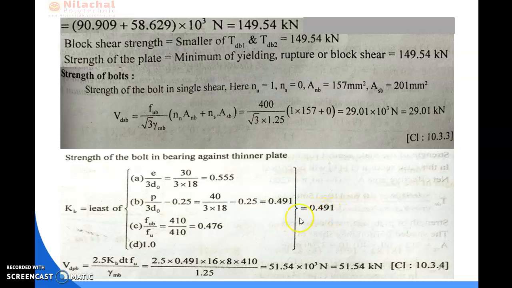So now just put in the formula, 2.5 kb d t FU divided by gamma MB. So 2.5 is here, kb value is 0.491, d value is 16 mm diameter and thickness is 8 and FU value is 410. And the partial safety factor gamma MB equal to 1.25. By calculating all these, we will get the value of VDPB, that is the bearing strength of the bolt, as 51.54 kilonewton.